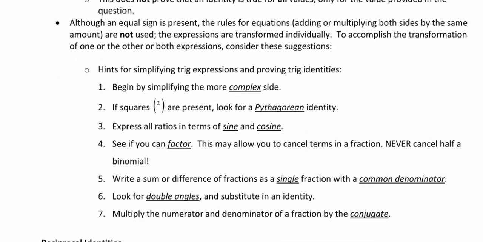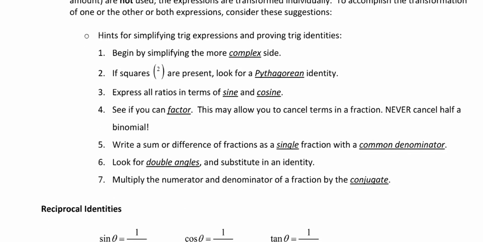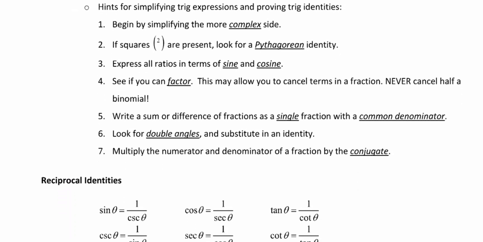Here are some good hints for solving these. A lot of this unit is going to be like a puzzle where there's not one way to do it, but there are easier and harder ways of doing it. A lot of these hints won't make sense until we go through some examples. One is that you want to start with the more complex side. If there are squares involved, we're going to look for what's called the Pythagorean identity, which I'll go through in a minute. Another helpful one is that whenever you get something like cosecant, we want to break it down into sine and cosine. It's just going to be easier to deal with.